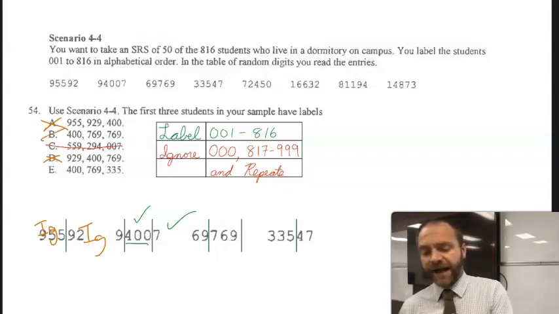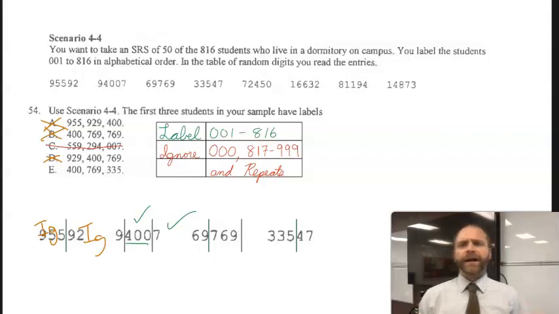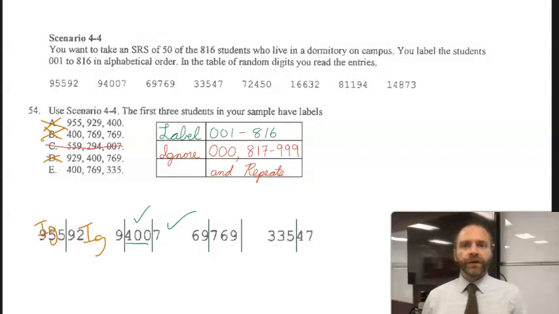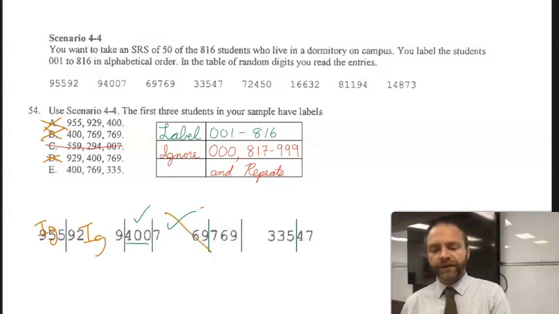So B is not my answer. Why? 769 came up, so why is B not my answer? Look at your second entry, the second student you'd be sampling. It's the 769th person in alphabetical order. So who's the third student you're sampling? The 769th student in alphabetical order. That's the same student, and we are told to ignore repeats.